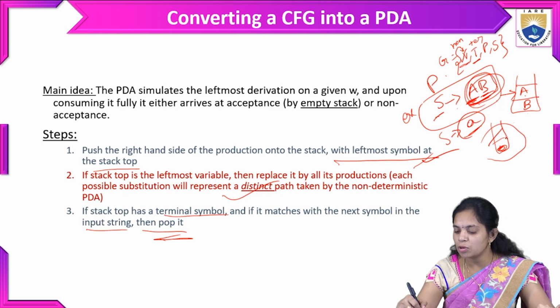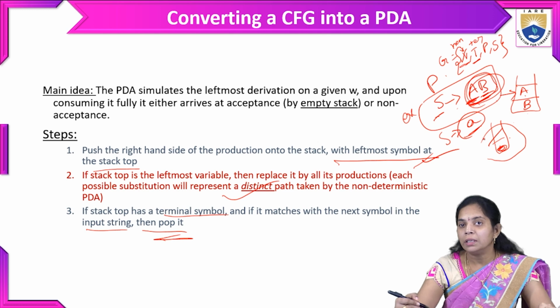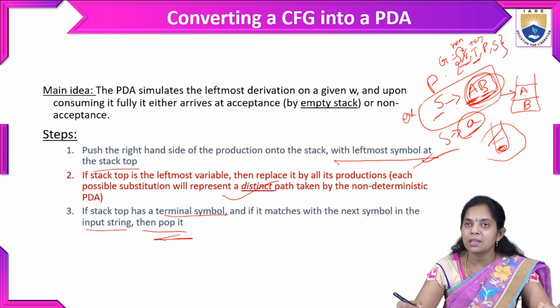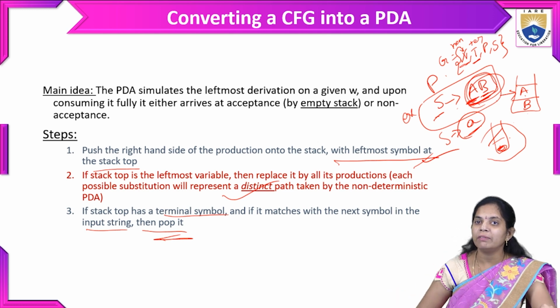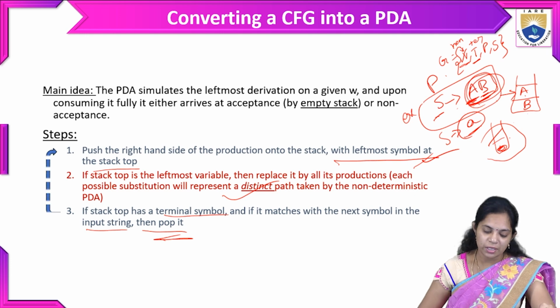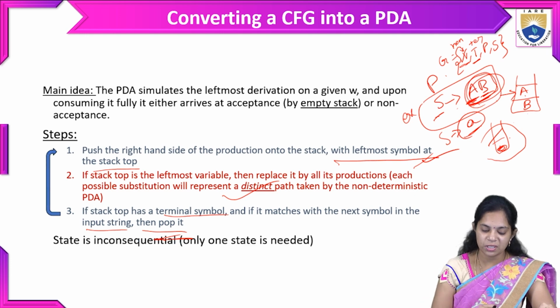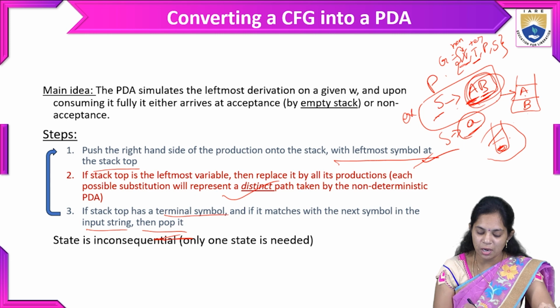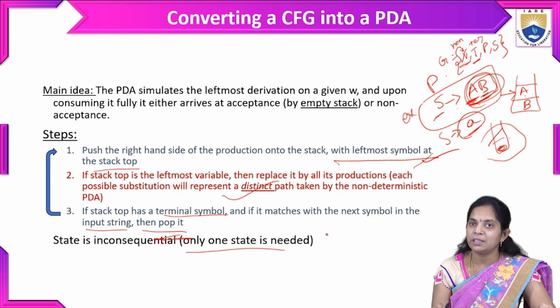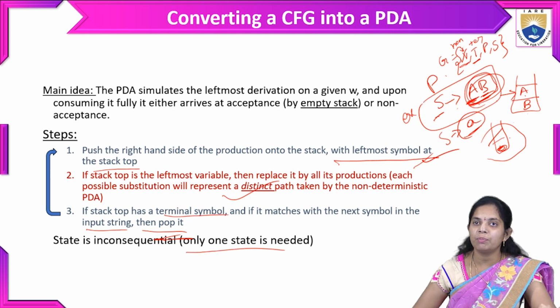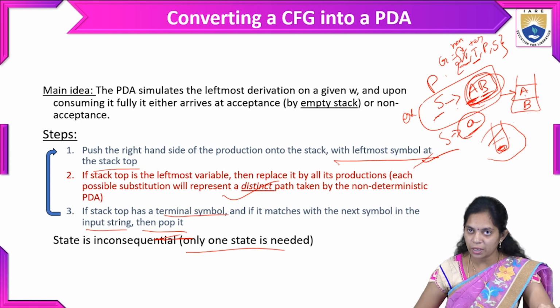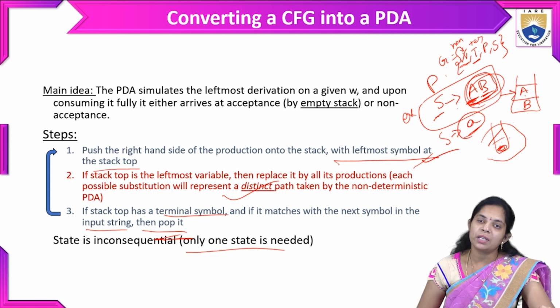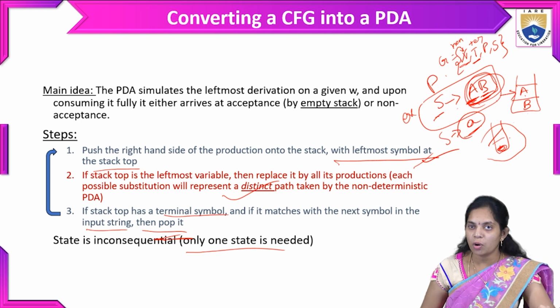So here in the pushdown automata, how to take the states. Here we are taking only one single state. That is what we have to follow. The state is inconsequential, so only one state is needed here. This is the steps to follow for the conversion of a given context-free grammar into a pushdown automata. We will discuss this conversion more with an example.